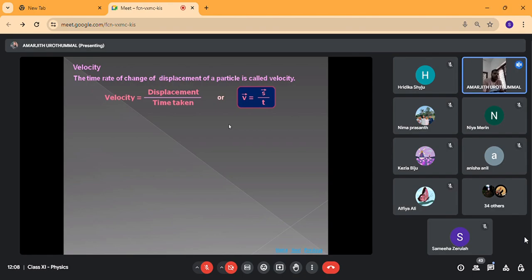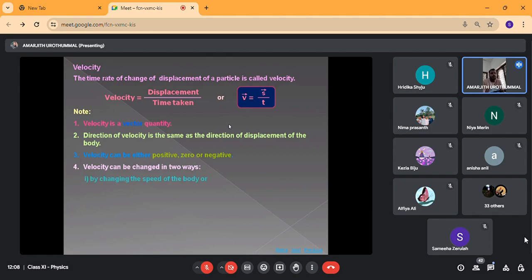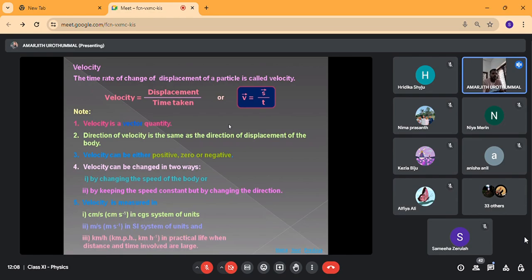Now you can see an arrow mark on the top of V. What does it represent? It is a vector quantity. Velocity is a vector quantity. Vector means it has direction. It can have negative values. So this is the difference between speed and velocity. Speed is a scalar quantity. Velocity is a vector quantity. The unit of speed is the same as that of velocity, meter per second. We have another unit called kilometer per hour also.